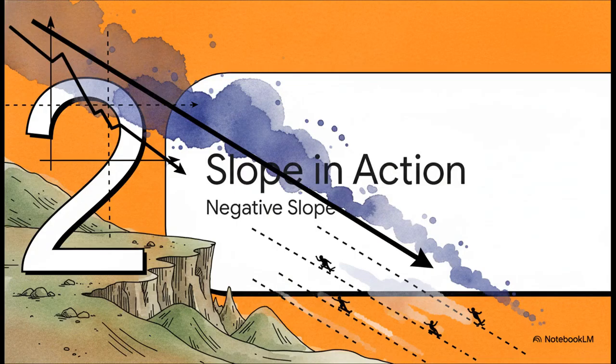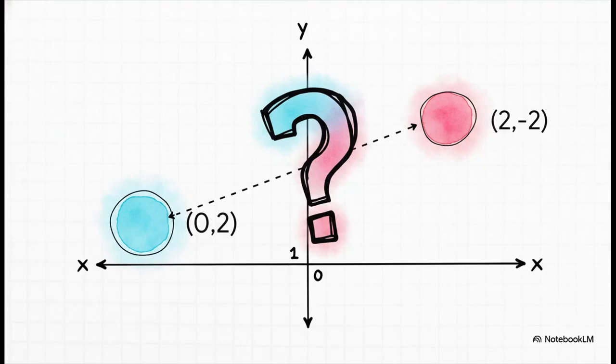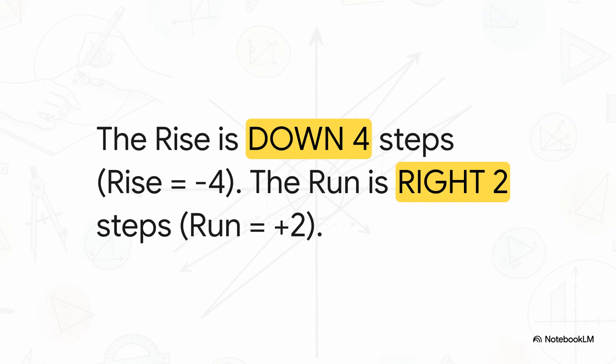All right, let's switch gears and tackle a different kind of line. What happens when it's going downhill instead of up? Well, this is what we call a negative slope. Our new challenge is to find the slope between the points (0, 2) and (2, -2). The process is exactly the same, but this time we have to pay really close attention to which direction we're counting.